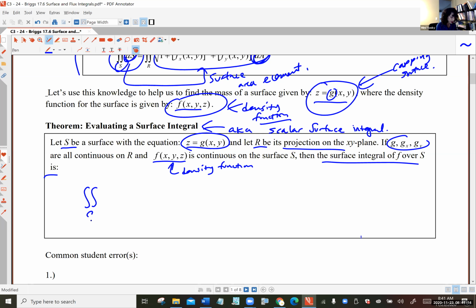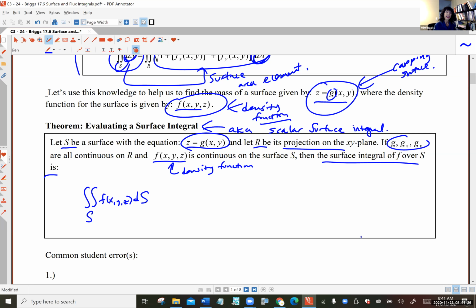Then the surface integral of f over S is given by, now here's how they're going to give it to you, but you're not going to actually integrate this double integral. You'll see two double integral symbols and an S down below, and then you'll see the density function in the integrand instead of a 1. And then you'll see dS, which doesn't mean integrate with respect to big S. It means that's the surface area element.